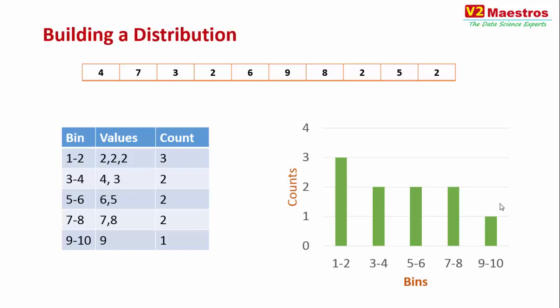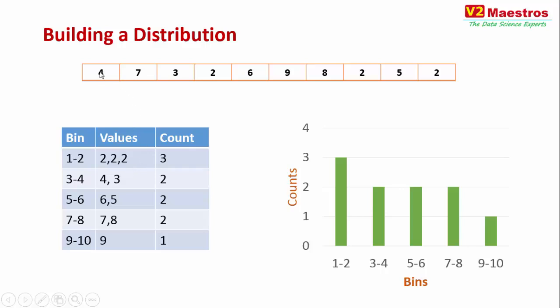Here is an example of how you would build a distribution. On the top, you see 10 numbers. So this is your data set. The data set has 10 numbers in it, and I want to build a distribution. How do I do that? First, I create bins. Here I'm creating bins in the range of two numbers like 1 to 2, 3 to 4, 5 to 6, 7 to 8, and 9 to 10. And then every value is taken and put into the corresponding bin.